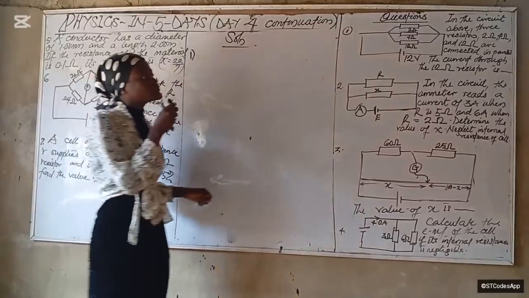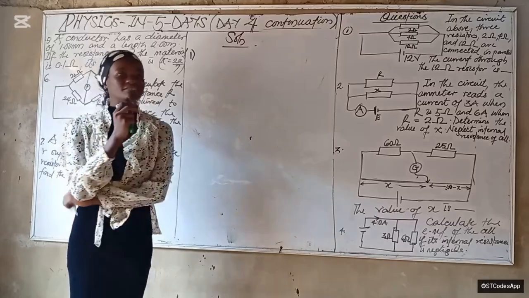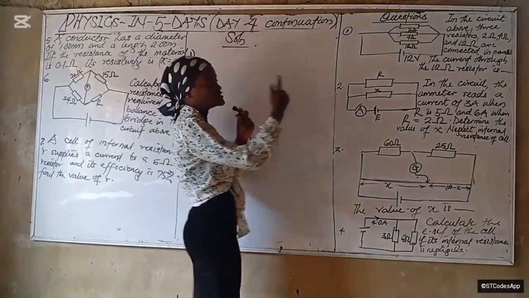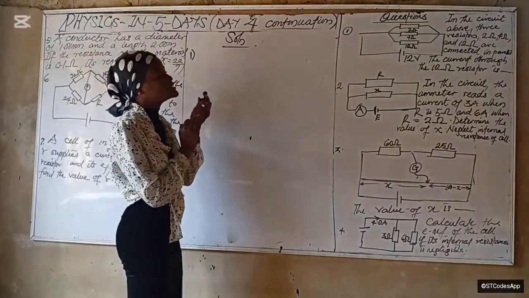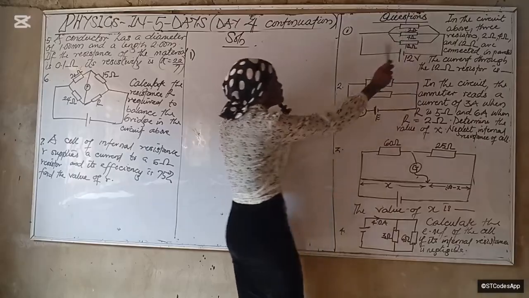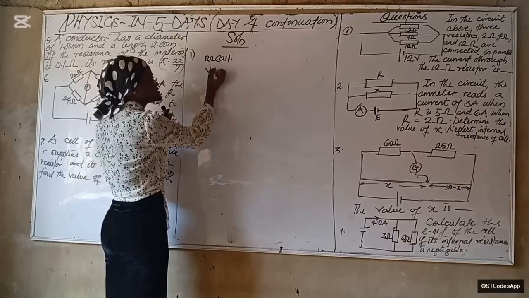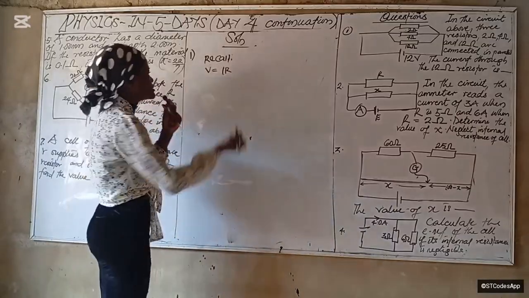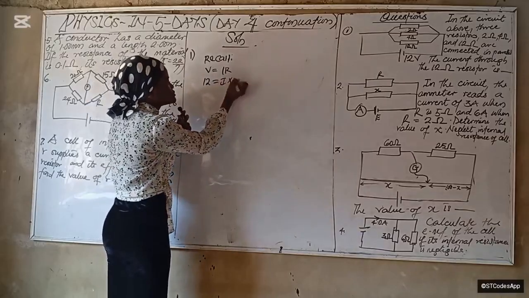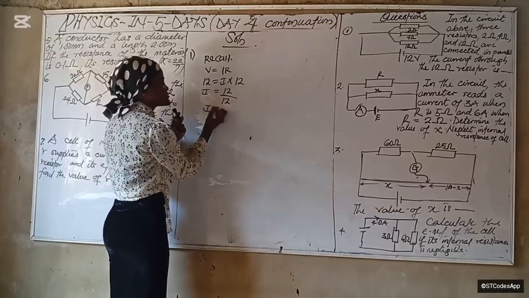Question 1. In the circuit above, the resistors 2 ohms, 4 ohms, and 12 ohms are connected in parallel. The current through the 12 ohms resistor is. Based on our former knowledge that if resistors are arranged in parallel, the same voltage will flow through them, meaning 12 volts will flow through the 2 ohms resistor, the 4 ohms resistor, and the 12 ohms resistor. And recall that V equals IR. Since the same voltage will flow through them, we have 12 equals, we are looking for the current through the 12 ohms resistor, so I times 12, and I equals 12 over 12. I equals 1 amp.